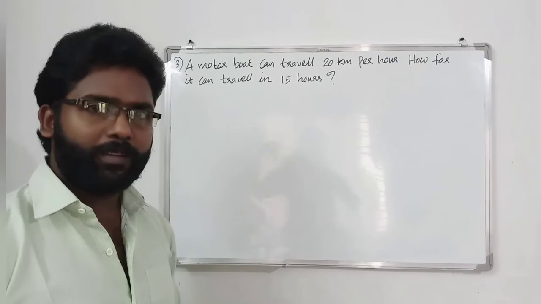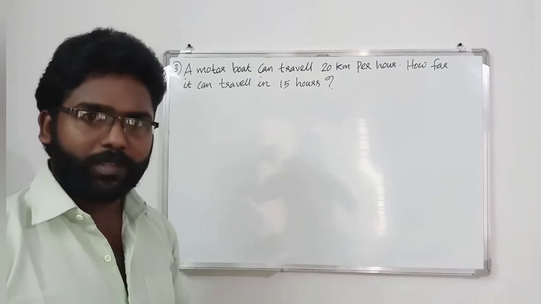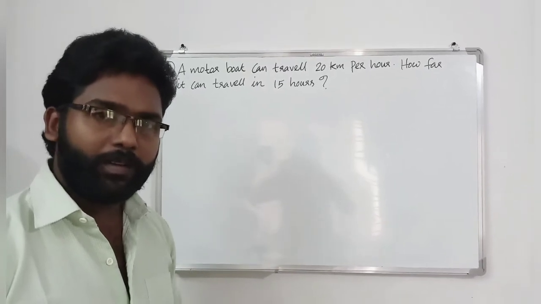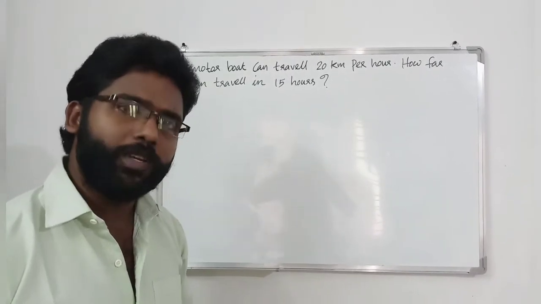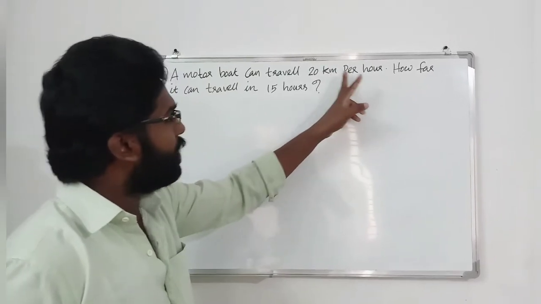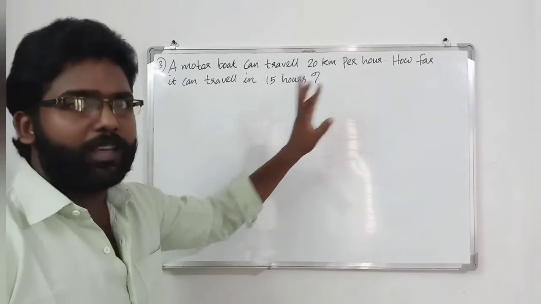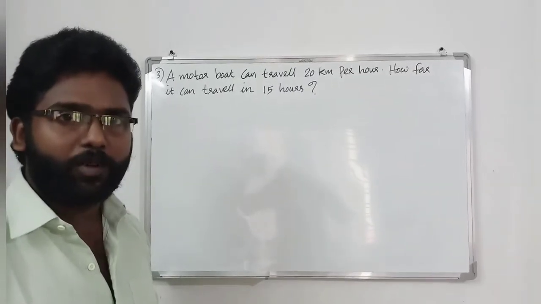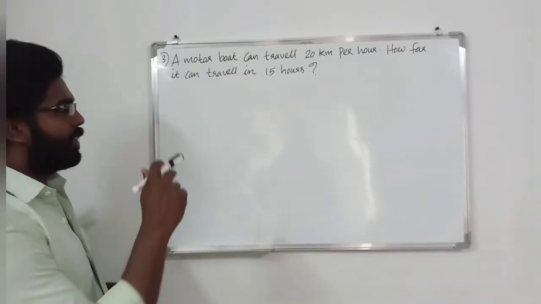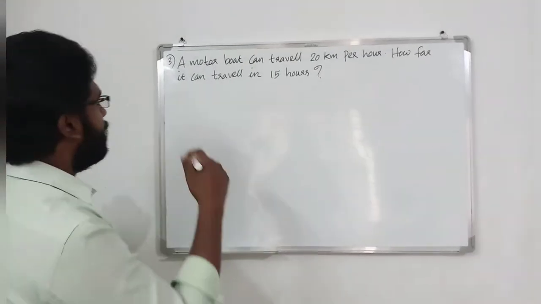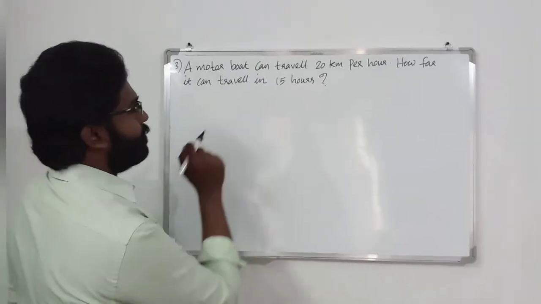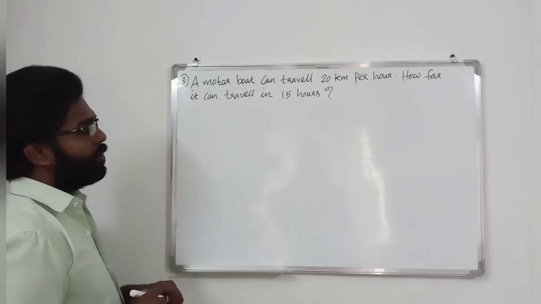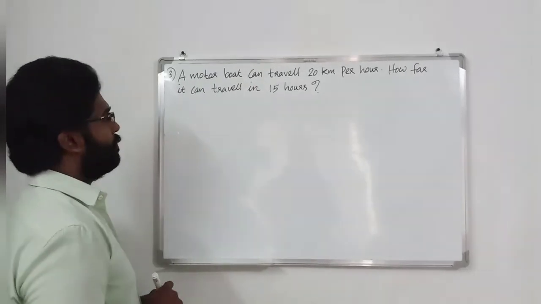You know, simple meaning, 1 pen has 2 rupees. Okay. How much for 10 pens? 10 into 2, 20. See here, in 1 hour it can travel 20 km, then how far can it travel in 15 hours? Okay. So we can write the steps first. Okay, first step. The motorboat can travel 20 km in 1 hour. That's the first step.